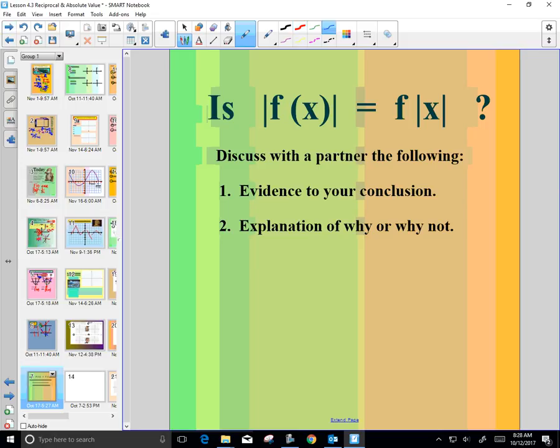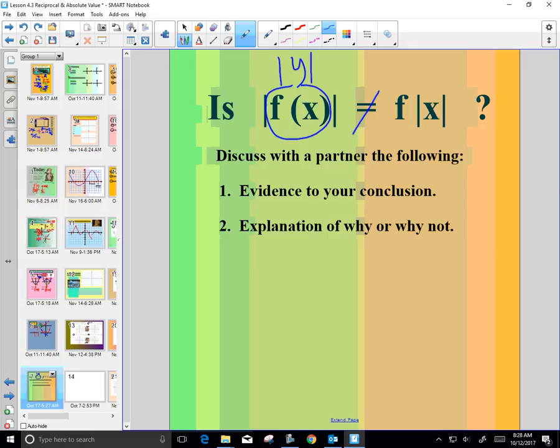What is f of x again? F of x is the same as y. So we're taking the absolute value of y, essentially. But is that the same as this one? F of the absolute value of x. Do you think that's going to be the same? Do you think it's going to be equal? No, and it's not. It's going to be very different.